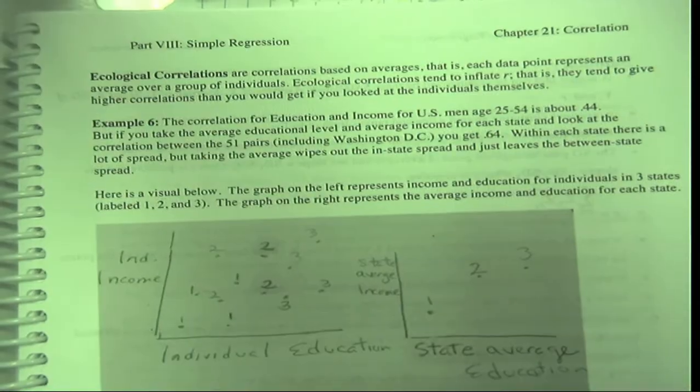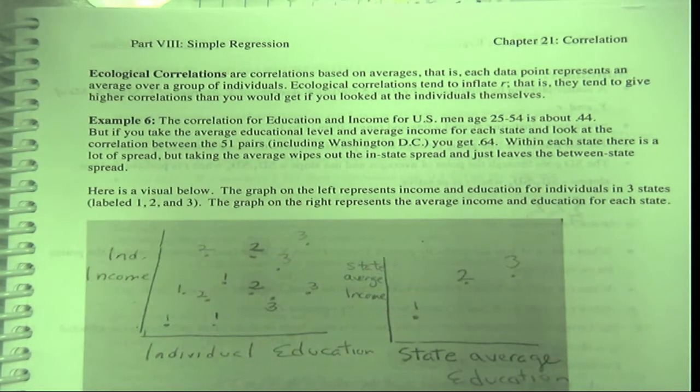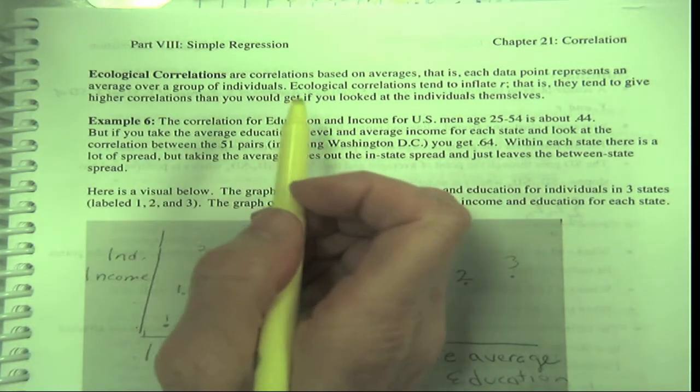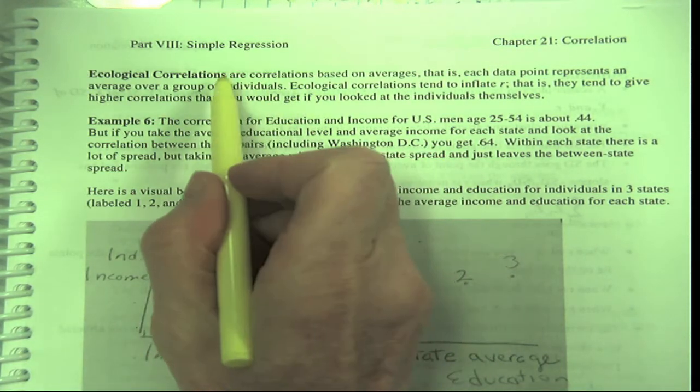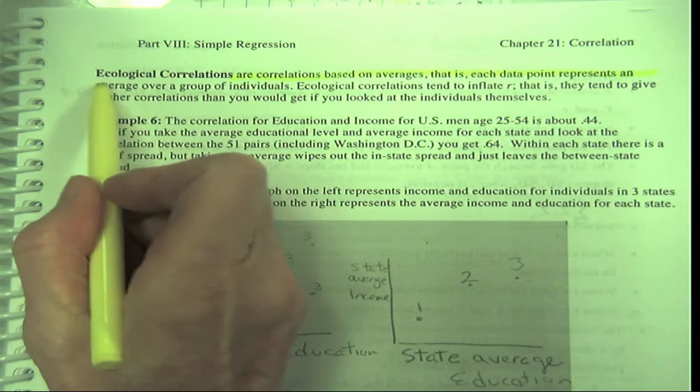Okay, so here we are on something called ecological correlations. It's not a very intuitive name. What it refers to is correlations based on averages instead of on individuals. You're going to see this a huge amount in social science data. And it's not wrong, it's just it doesn't give you the same results as if you base it on individuals.